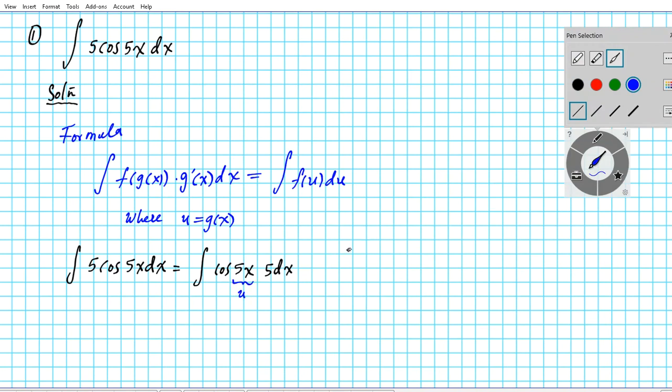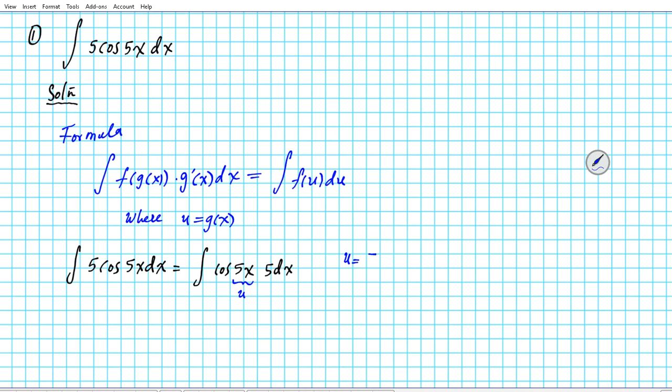Now if that's u, then we need to find out what the other component is going to be. So u is 5x, so let's differentiate that. So du/dx is equal to 5. And then we multiply both sides by dx. You have du equals 5 dx. In most textbooks, you can just jump from this first step to the third one. Alright, so du is equal to 5 dx.